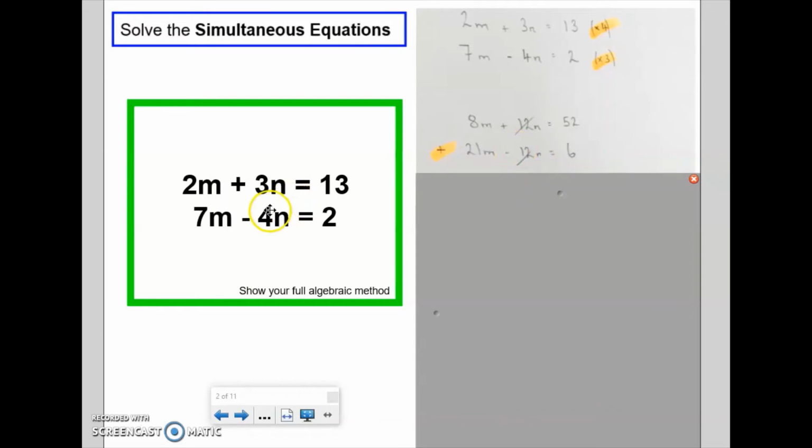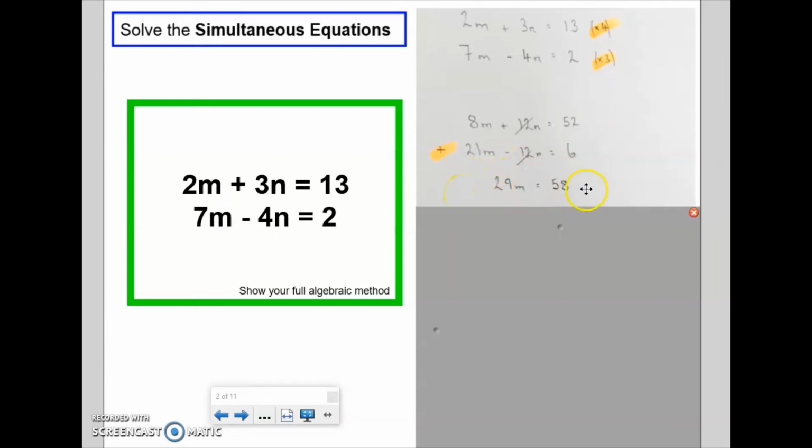So when you have a negative in your question and you get to this point of the method, you will need to add your equations together in order to remove a variable. So I'm going to add my m's together, and I'm going to add my numbers on this side of the equal sign together at the same time as adding my n's, and that leaves me with 0n.